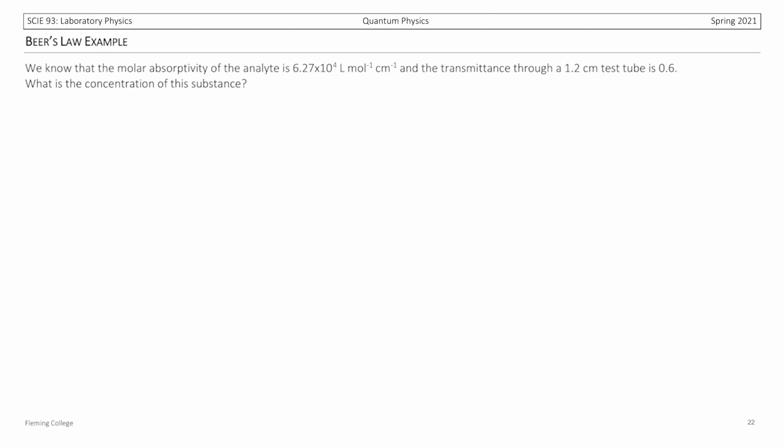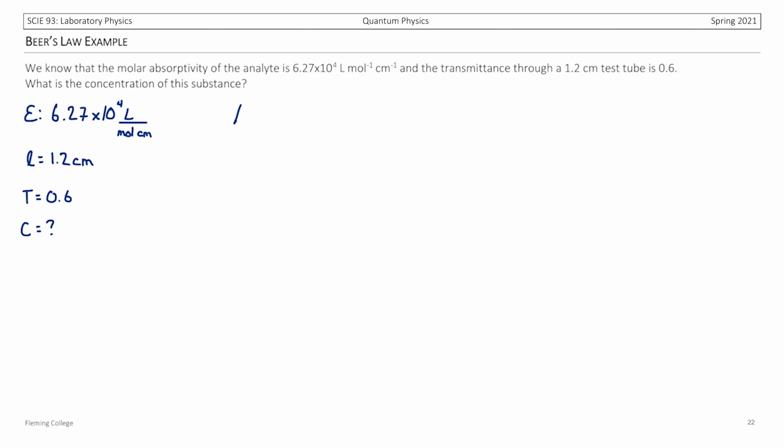Well, recording what we know, we have an epsilon value, the molar absorptivity of 6.27 times 10 to the 4. Notice the connection here with the units. Liters over top of moles and centimeters is the same as moles raised to the -1, centimeters raised to the -1. We have a length of 1.2 centimeters, which is okay. So we take a look and see that our centimeter length lines up with the per centimeter molar absorptivity. We were told there's a transmittance of 0.6, and we're trying to find the concentration.